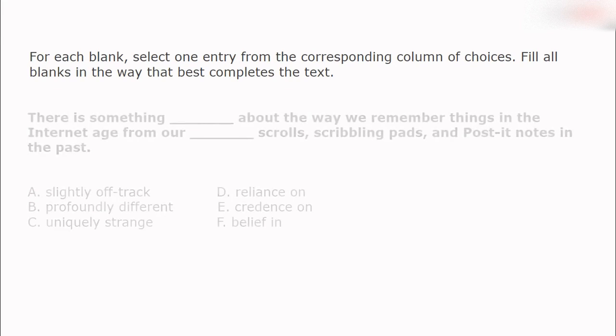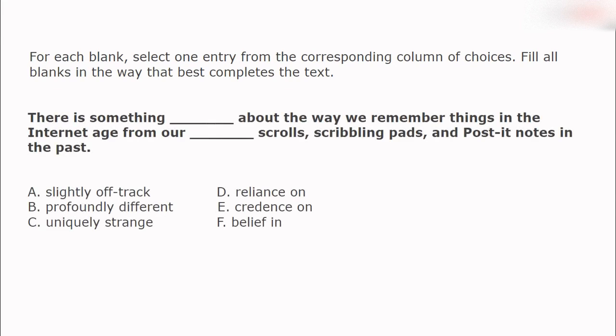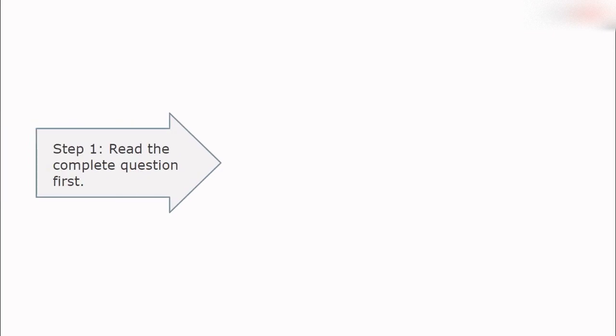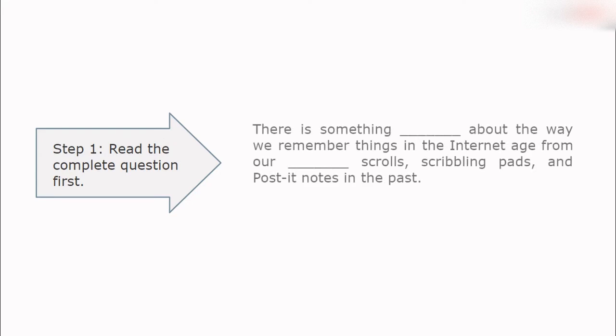Right. Here is your question. Take a look at this. So now we will use our step-by-step process to solve this question. Step 1. Read the complete question first. It is okay even if you read it twice or thrice, but you have to read it clearly and patiently to understand its meaning properly.